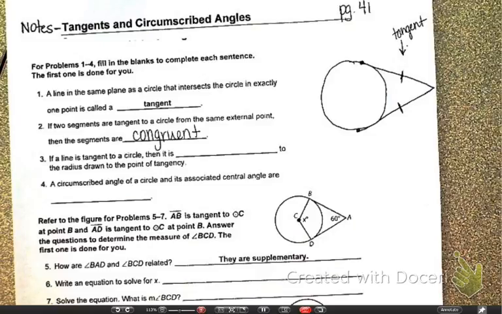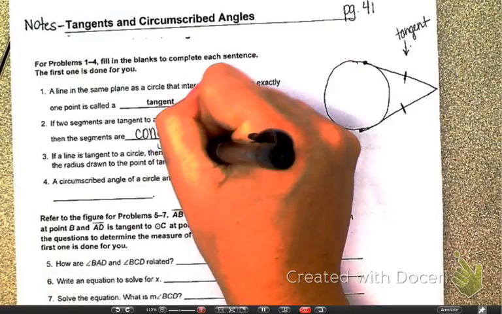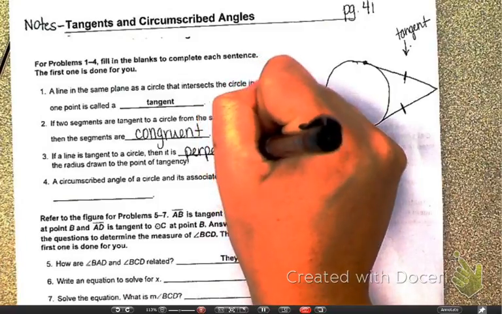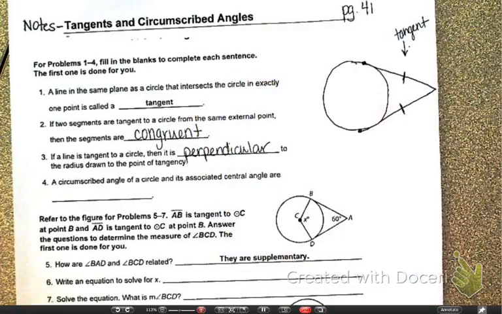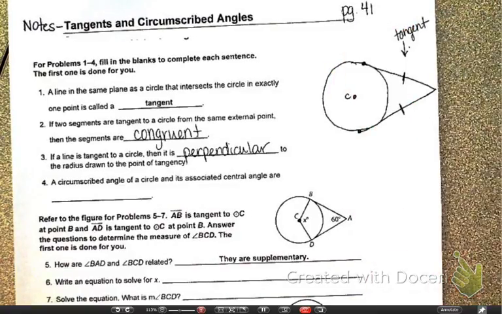If a line is tangent to a circle, so this is my tangent line, then it is perpendicular to the radius drawn to that point of tangency. So I'm going to include the center of this circle. And how would I draw in a radius? How would you start to draw a radius?